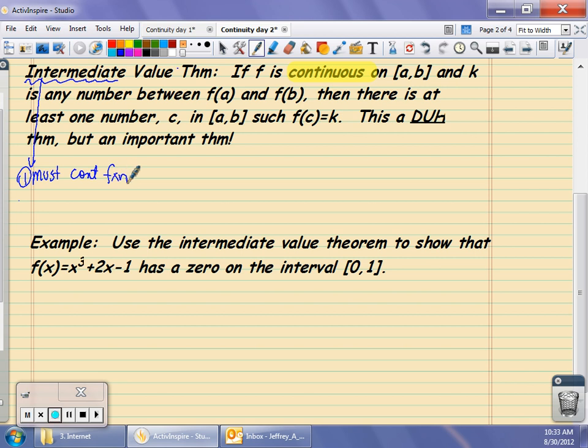The function's continuous on a closed interval. So it doesn't mean that the function is continuous everywhere, but it's continuous on a particular closed interval. So that would be condition number 2. We must have a closed interval.